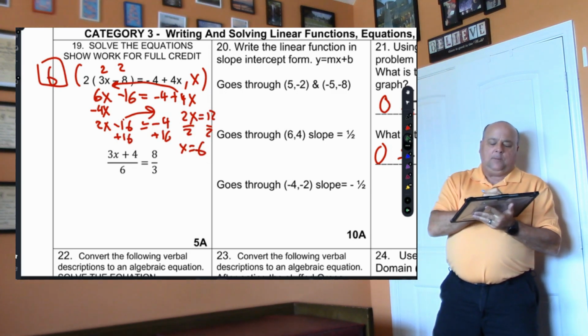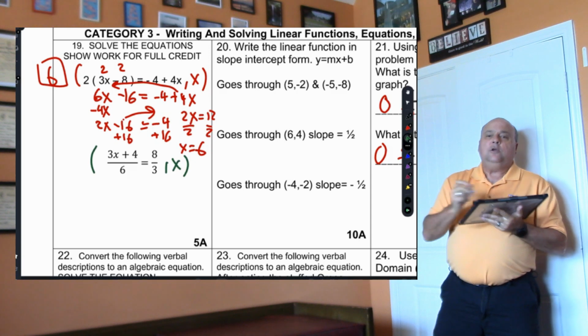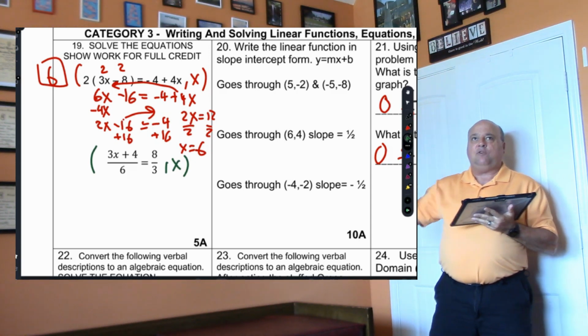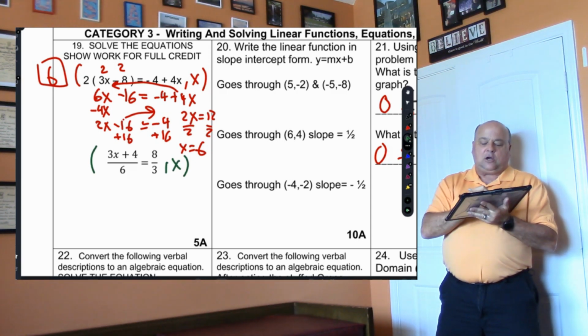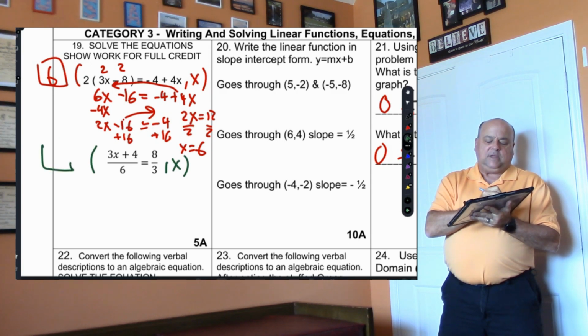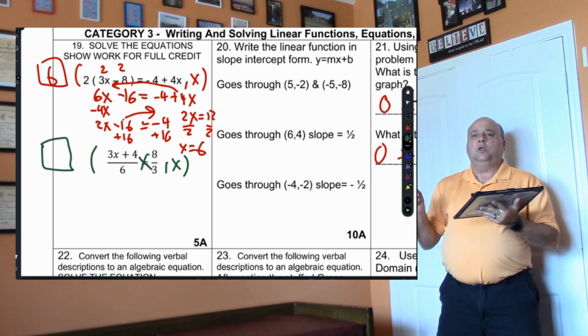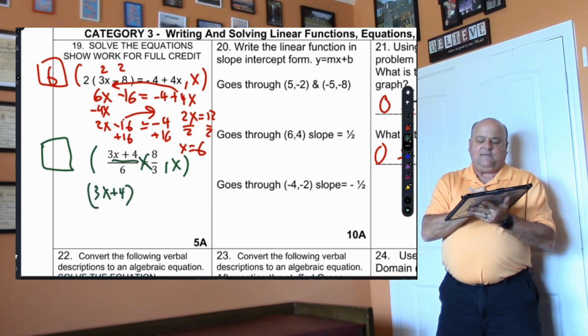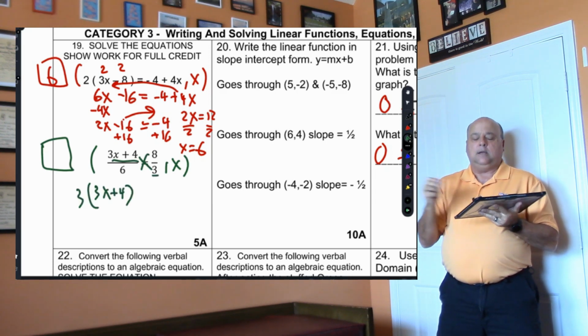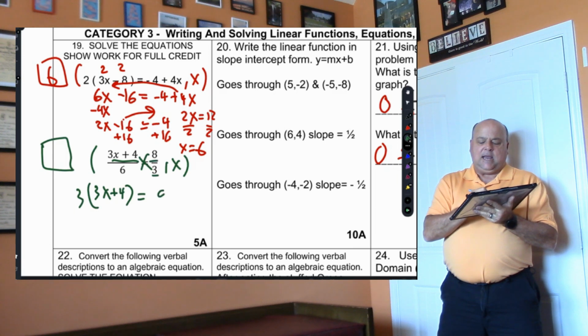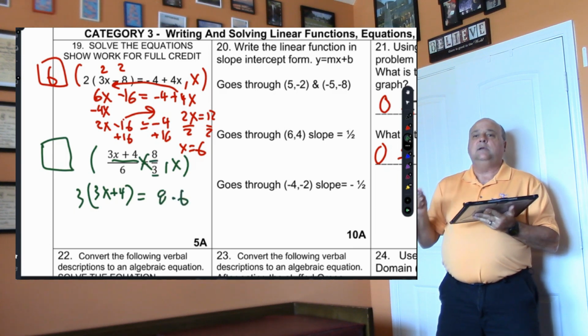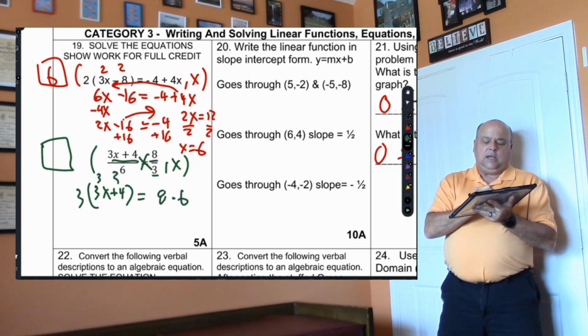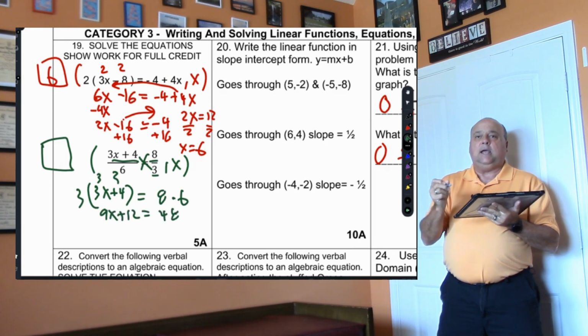So on the next problem, you're going to put this into Inspire. You're going to hit Control Divide to get a fraction. And then on this, it's a proportion. Put the answer over here. You're going to cross multiply. So I'm going to take the 3x plus 4, and I've got to multiply that by the 3, don't I? And I'm going to take my 8 and multiply it by the 6. I've got to distribute the 3. I'm going to get 9x plus 12 equals 8 times 6 is 48.